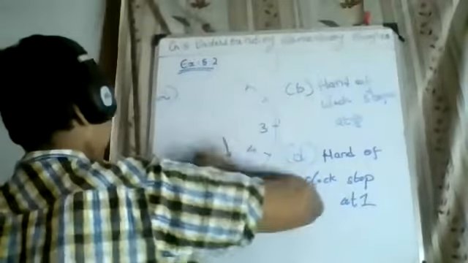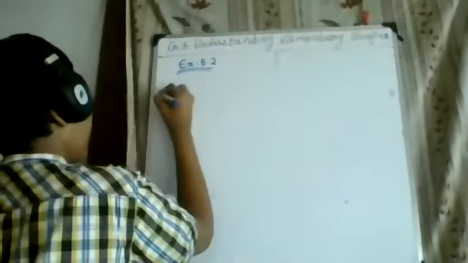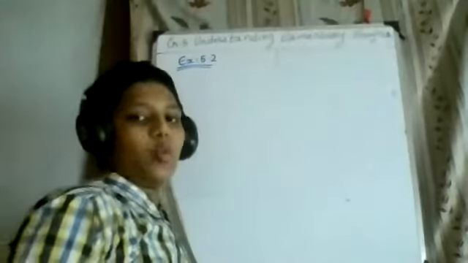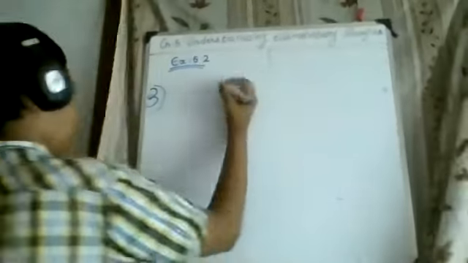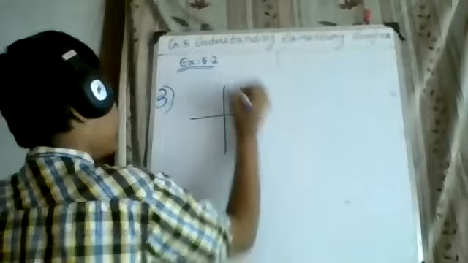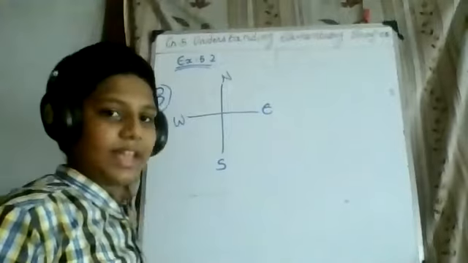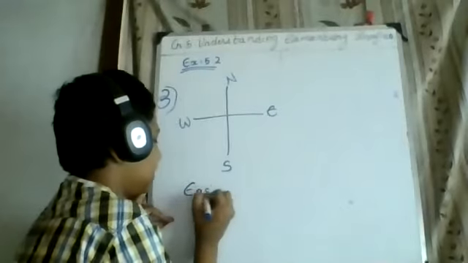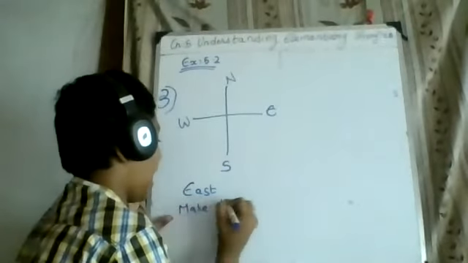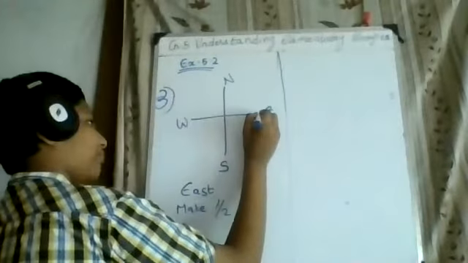Next, third question. Question number 3, letters. See what they said: which direction will you face if you start facing east and make half a revolution? They had given a picture by the side also. See what they gave: north, south, west, and east. Start from east and make half of the revolution.